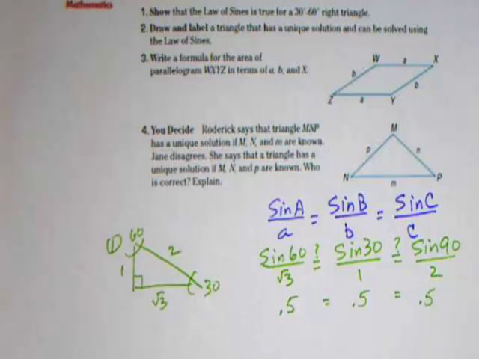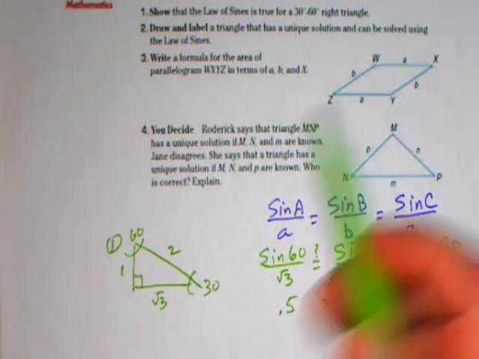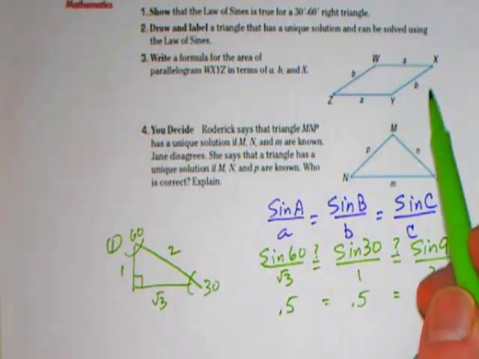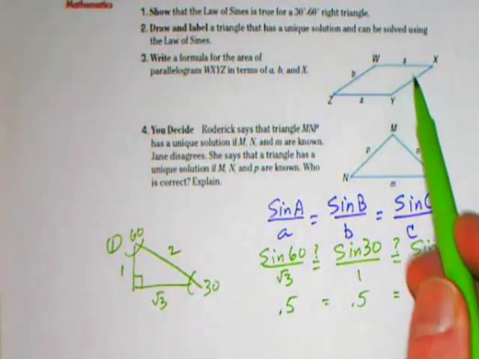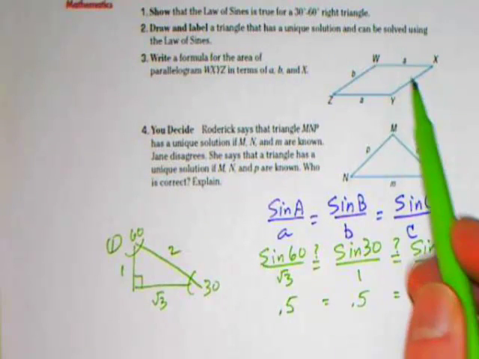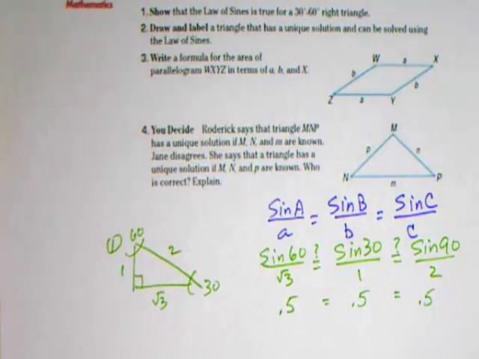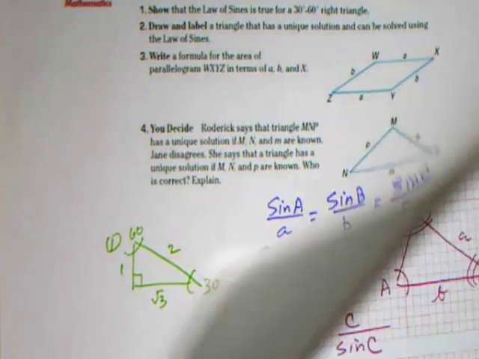Let's take a look at number 3. It says, write a formula for the area of the parallelogram WXYZ in terms of A, B, and X. So here's A, here's B, here's X. Now we have another set of formulas that we need to talk about before we get started on this one. Let's look at these here.